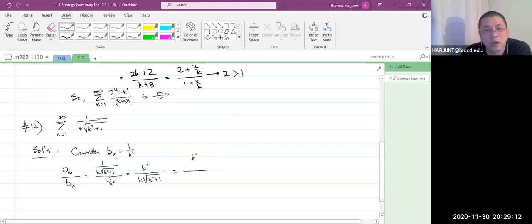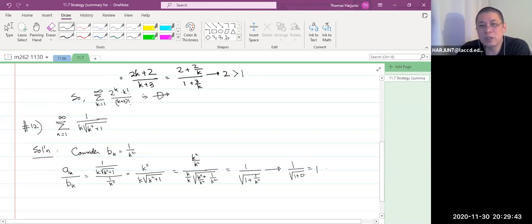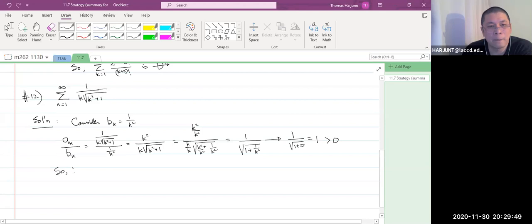Divide by k squared: this guy divided by k, and this guy divided by square root of k squared. That's 1 over square root of 1 plus 1 over k squared. That converges to 1 over square root of 1 plus 0, that's 1, which is greater than 0, right? Okay, so actually I need to say first that b_k is convergent.